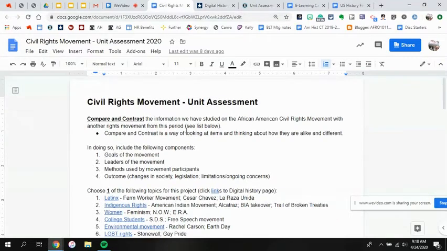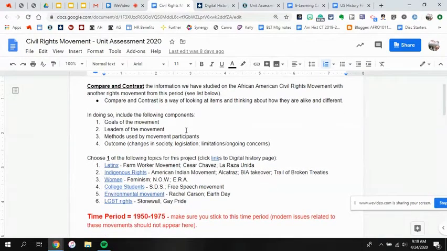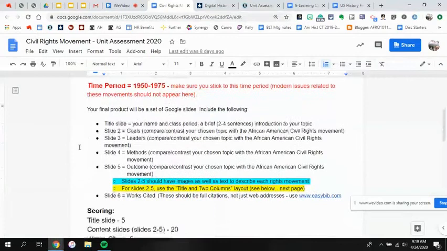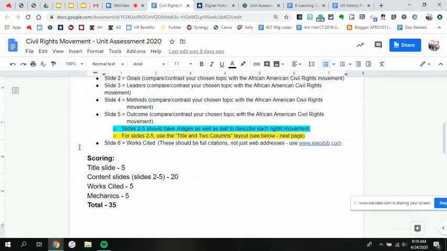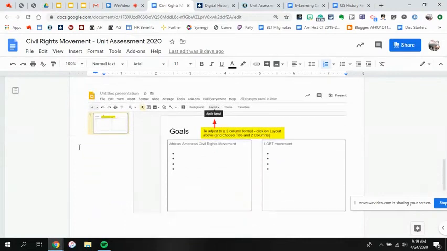So we're going to be comparing the African American rights movement with whichever of these movements you pick. So we need goals, leaders, methods, and outcome for both movements, okay? And what we're going to use for this is Google Slides. And if you set this up in kind of side-by-side slides, I have an example down here.